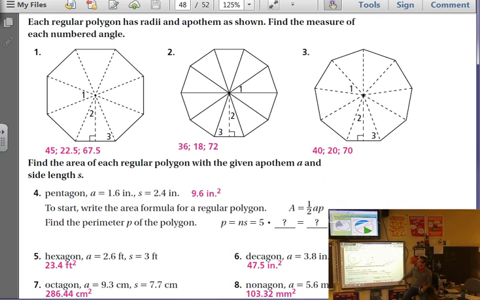So remember, we want to solve each triangle individually and then multiply up by how many triangles of that size you have. So whether you deal with the right triangle or the isosceles triangle in each of these, that's up to you. Any questions? 1 through 3. Let's just start real easy, those top 3.